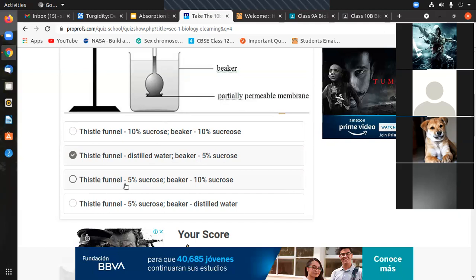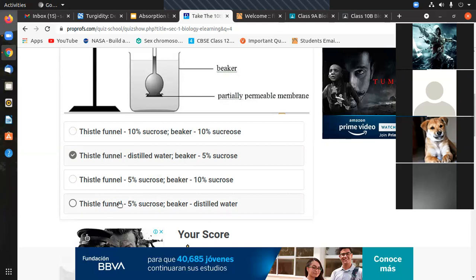Third case, the thistle funnel has 5% sucrose inside, and outside in the beaker is 10% sucrose. Again, lower concentration inside the funnel and more concentration of the solute outside. So osmosis will happen from inside of this funnel to the beaker. So that means again the water level should drop. So again that is not the case. We want the water level to increase.